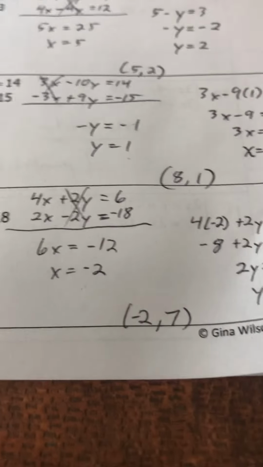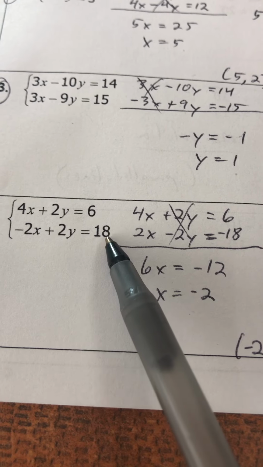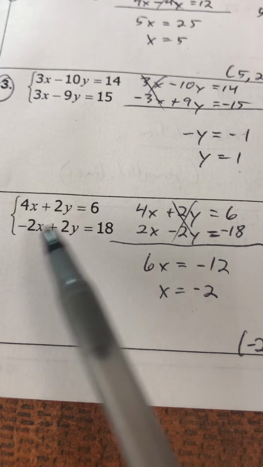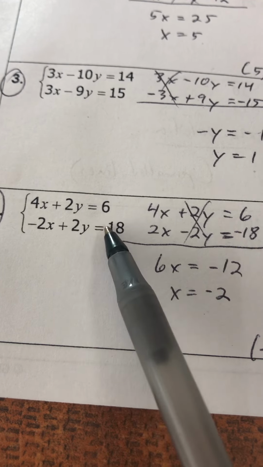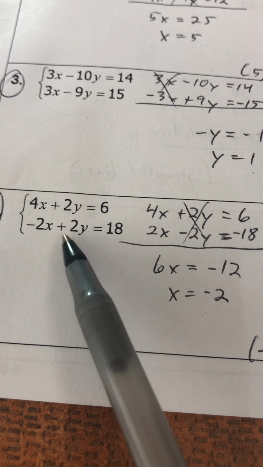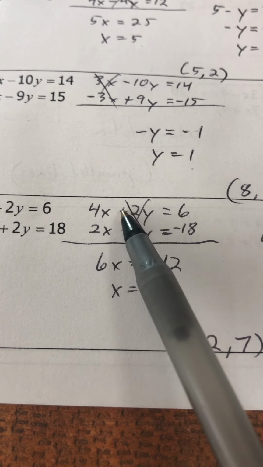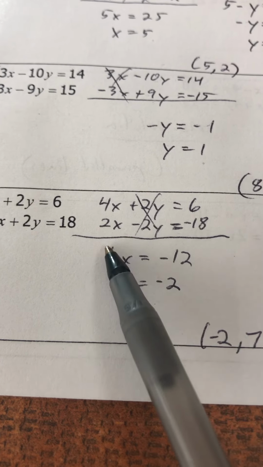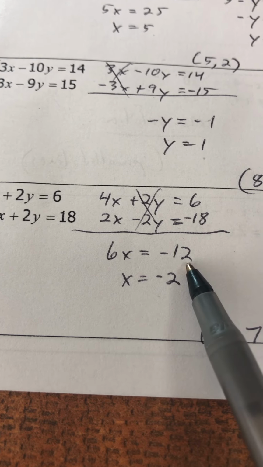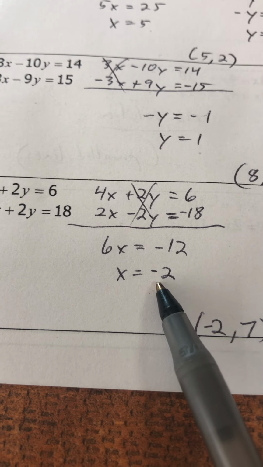That's the solution. This one, I multiplied all the terms by negative 1 down here, which in essence just changes each sign. So this becomes a positive, this becomes a negative, this becomes a negative. That way I can eliminate the 2y. And so I'm left with 6x equals negative 12. Negative 12 divided by 6 gives me x equals negative 2.